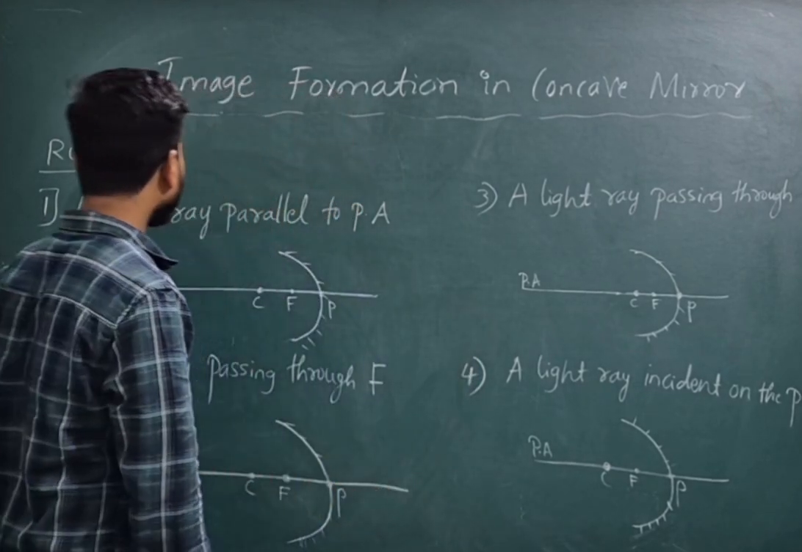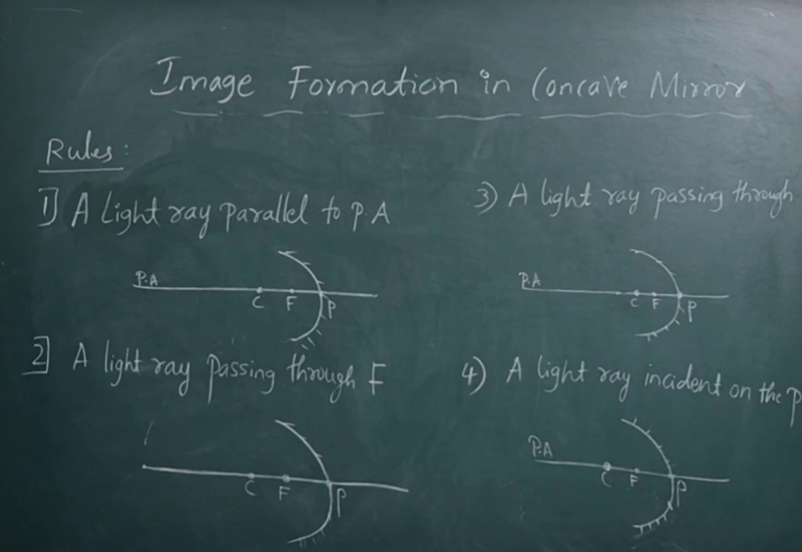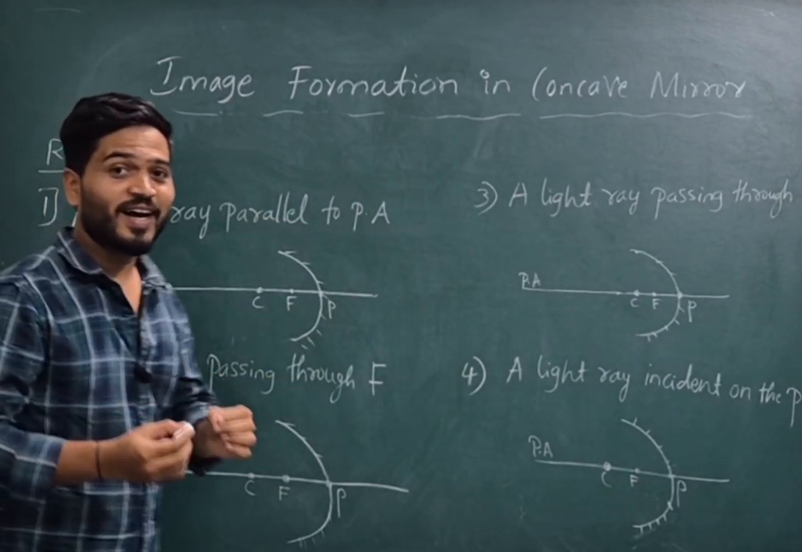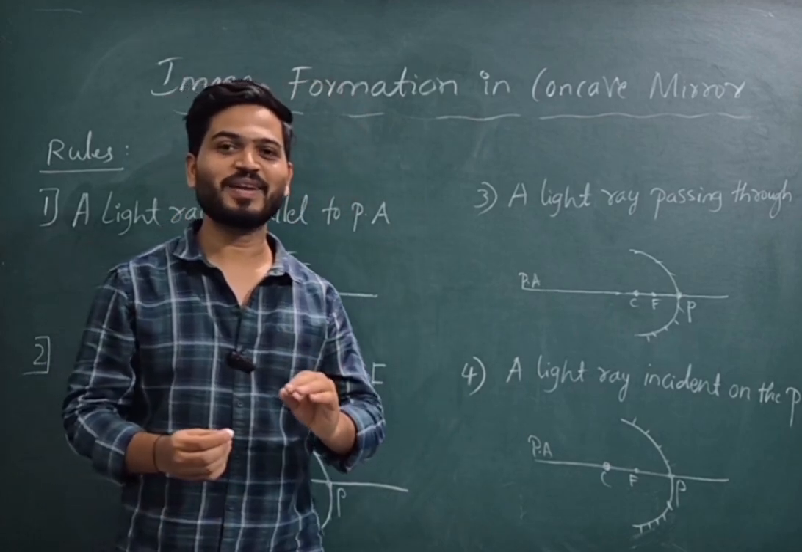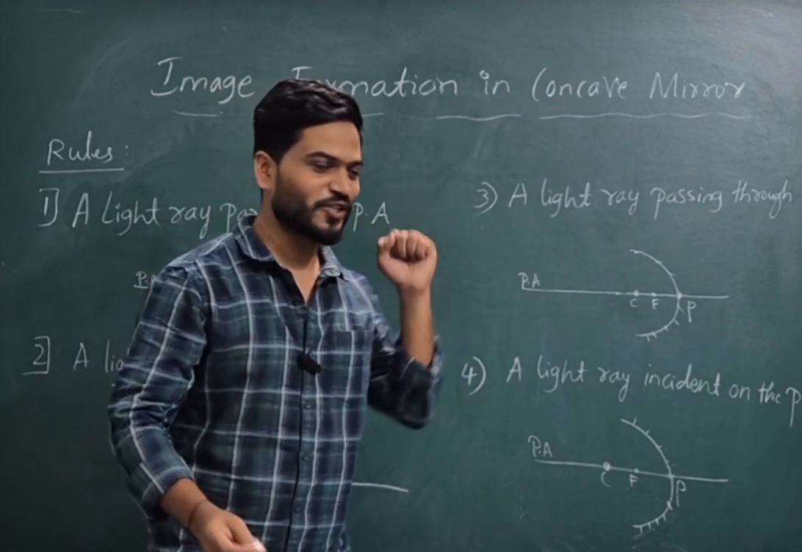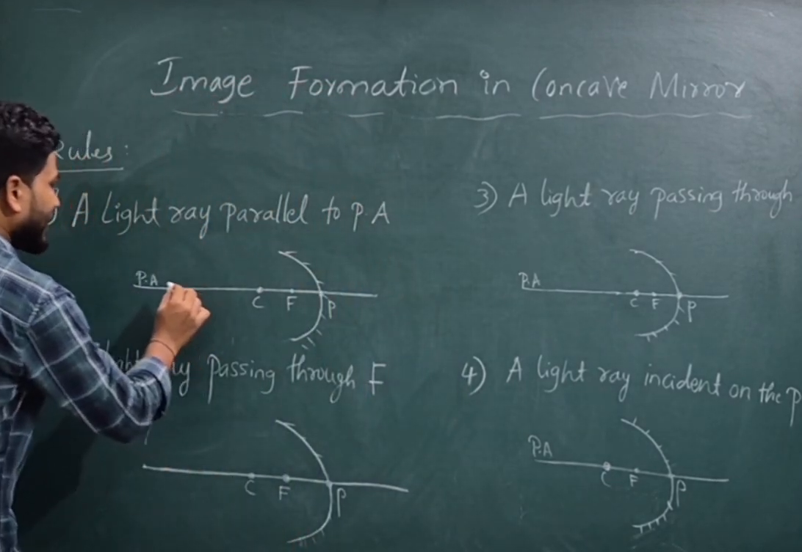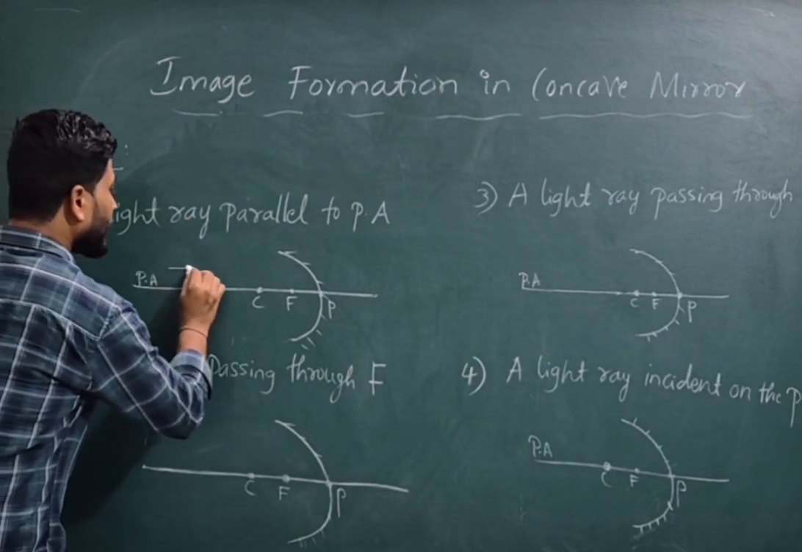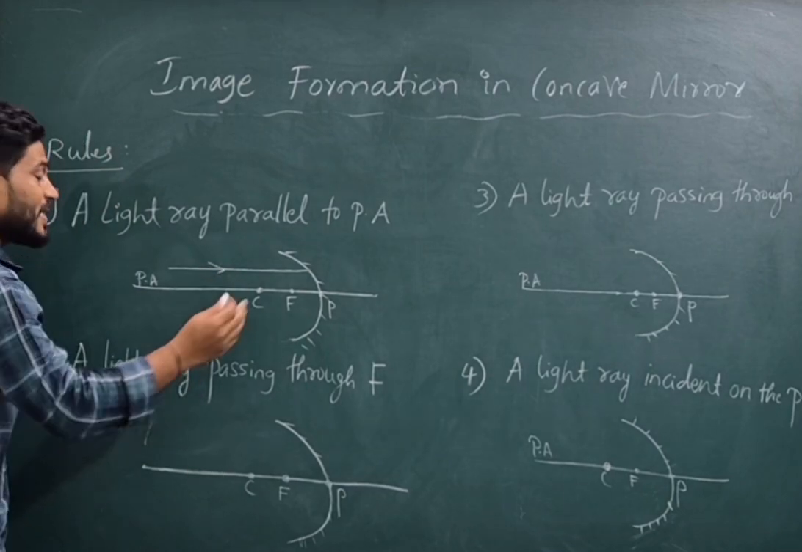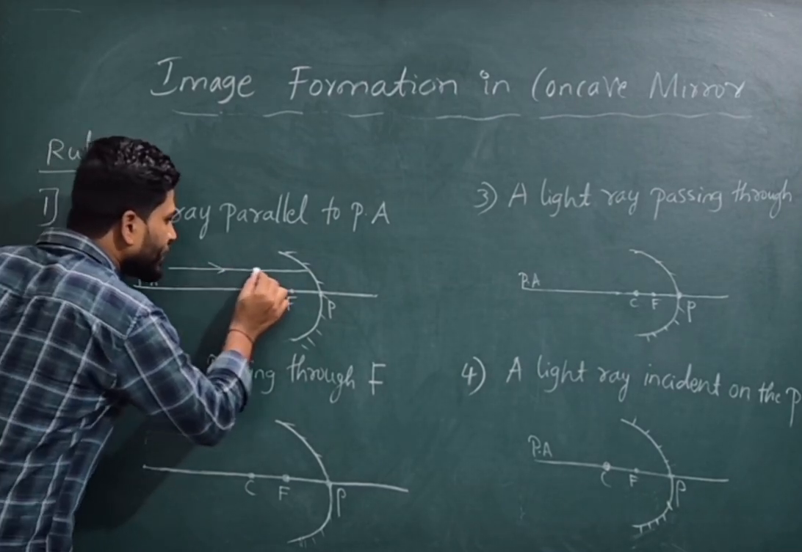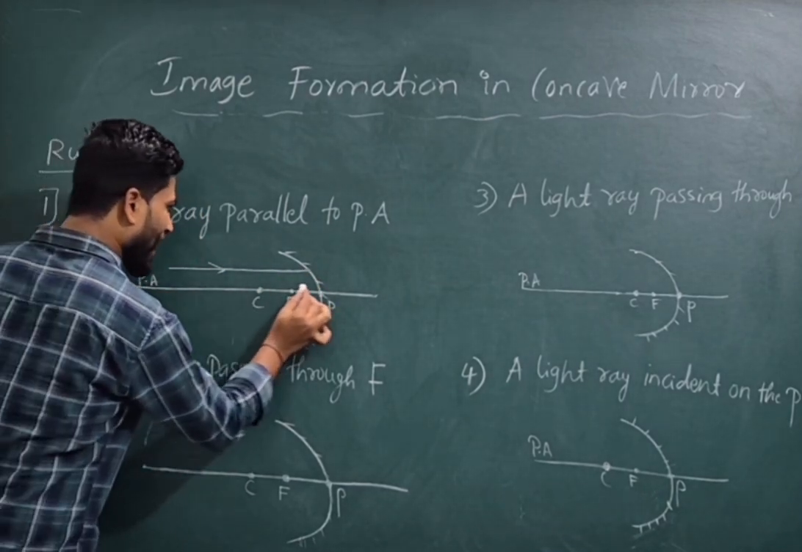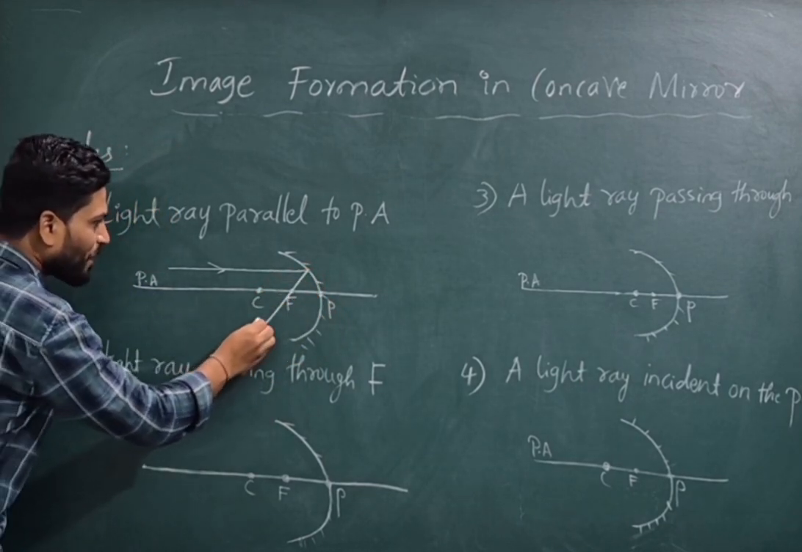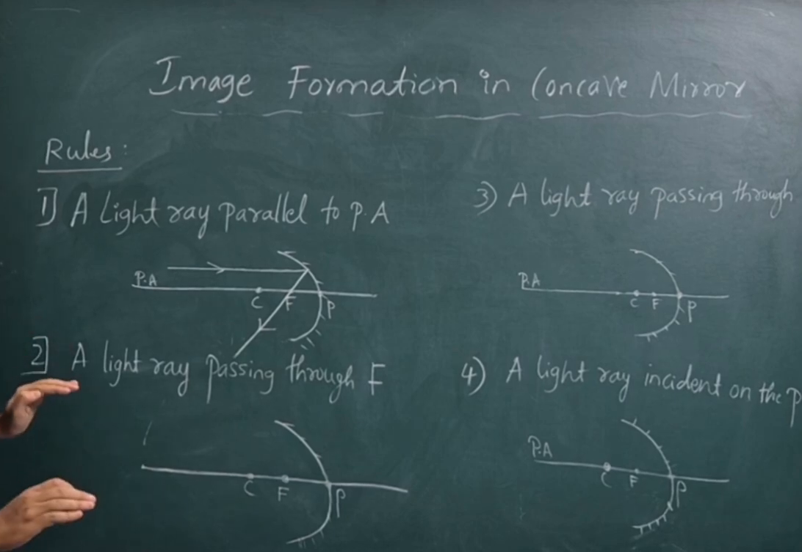As I have said, the first rule is here. What is the first rule, all of you? A light ray parallel to the principal axis. When a light ray is parallel to the principal axis, what happens after the reflection? See here, I will take one light ray which is parallel to the principal axis. After the reflection, this light ray is passing through the principal focus. This is the first rule, all of you.